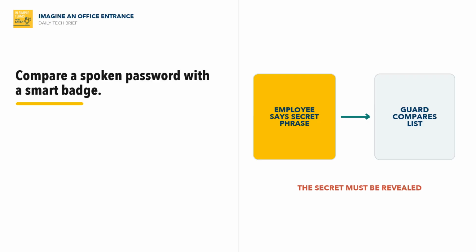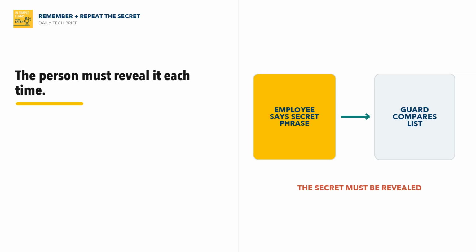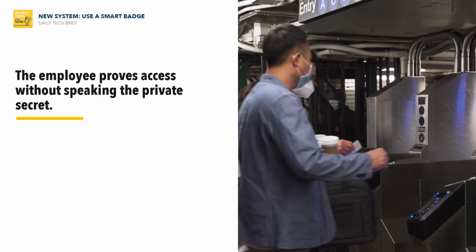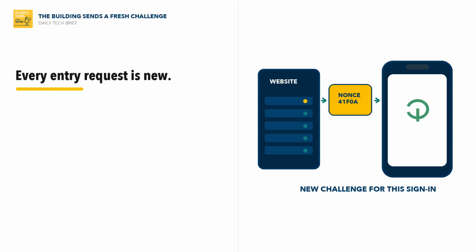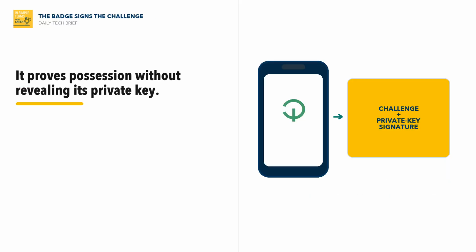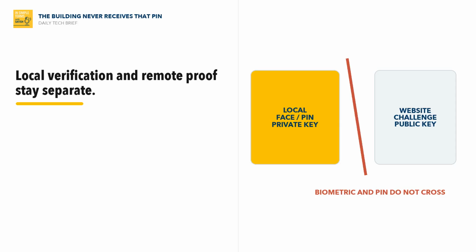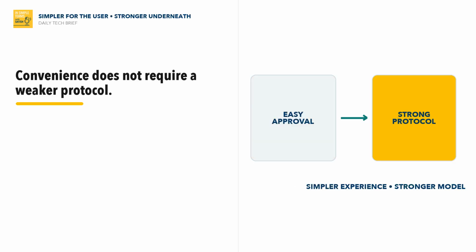Now let us understand this with a simple everyday example. Imagine an office building that uses a spoken password at the front desk. Every employee has to remember the secret phrase. The guard checks whether the phrase matches the list. That works until someone overhears the phrase, tricks an employee into saying it, or steals the list. Now imagine the office replaces the spoken password with a smart badge. The building sends the badge a fresh challenge. The badge proves it is the right badge without revealing its private secret. The employee may unlock the badge with a fingerprint or PIN, but the building does not receive that fingerprint or PIN as the password. That is the key idea behind passkeys. The user experience becomes simpler, but the technical model becomes stronger.